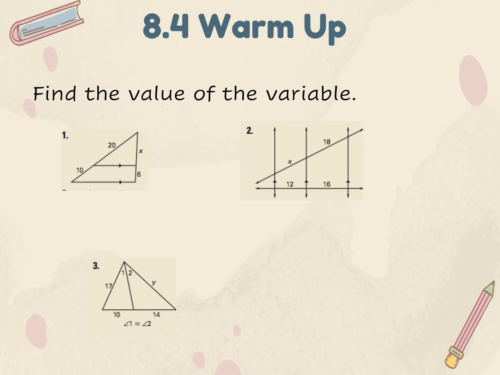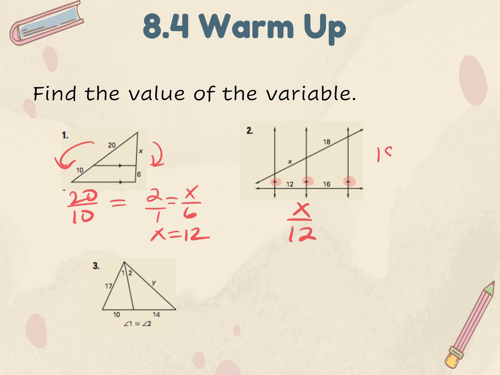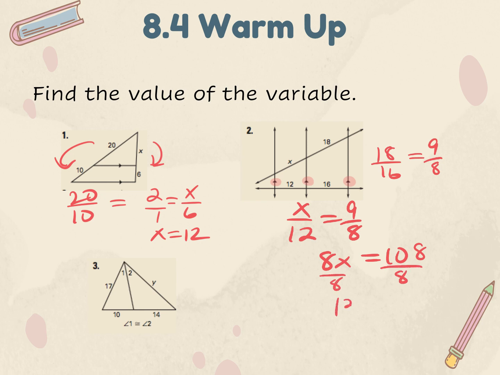This one, notice they're parallel. So you could do top over bottom. So 20 over 10, simplify it 2 to 1, and then put X over 6. So 1 times X, 2 times 6, X equals 12. Same thing here with the parallel lines. Notice the little arrows here indicating these are parallel. So do X over 12. When you do 18 over 16, simplify it 9 to 8 first. Once you cross multiply, you get 108. Divide by 8, and you get 13.5.